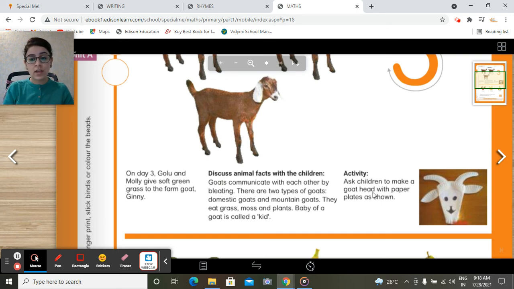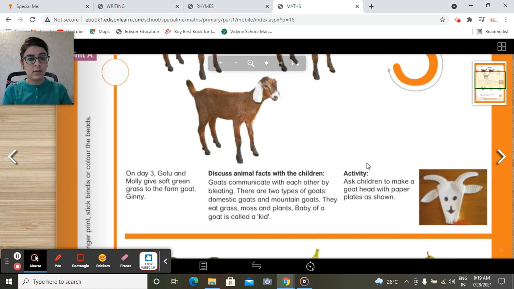Ask the children to make a goat head with paper plates as shown. You have to take one paper plate and you have to make a goat. This is just cut out of a single plate, and this way you can make a goat, and then with the black sketch pen you can draw the eyes and the mouth of the goat. Okay.